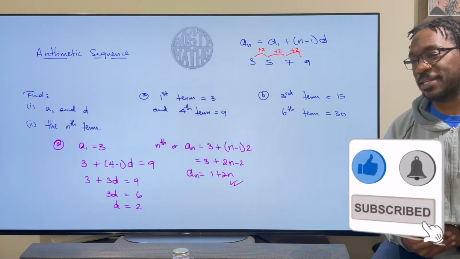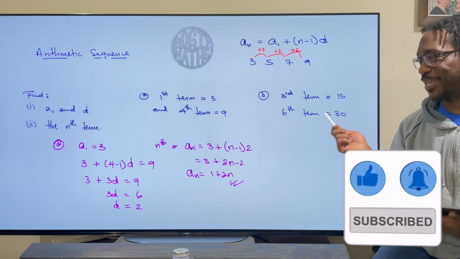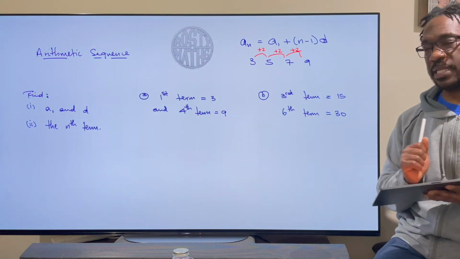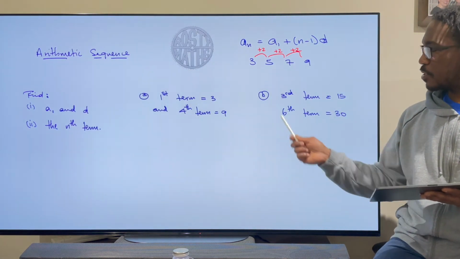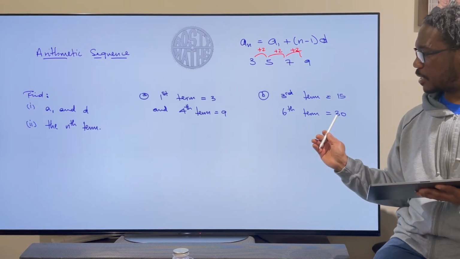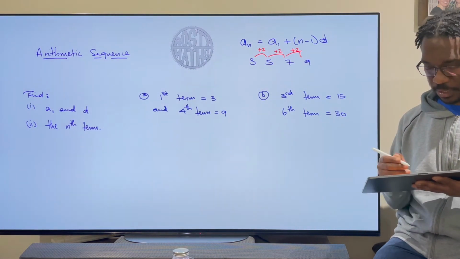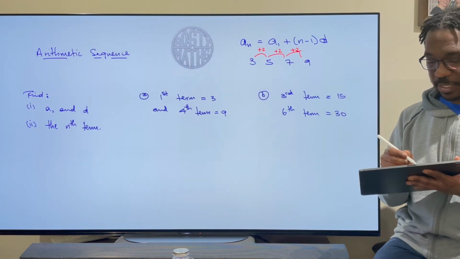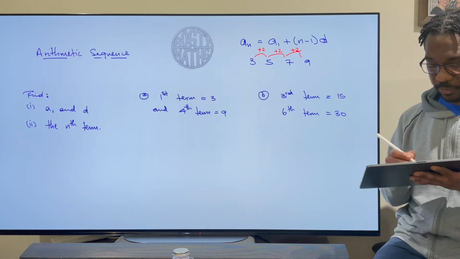Okay, but we're sticking around a little bit longer because we got this guy coming up. Okay, so now let's go on to this second one that we've got to do. So they've given me the third term is 15, the sixth term is 30. All right, so let's go and see if we get that done. Now, I need to find my first term and I need to find my common difference, so here we go.